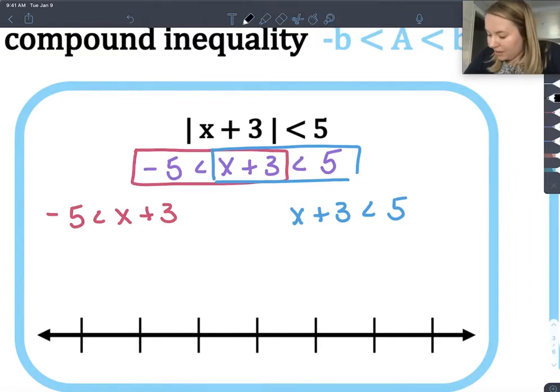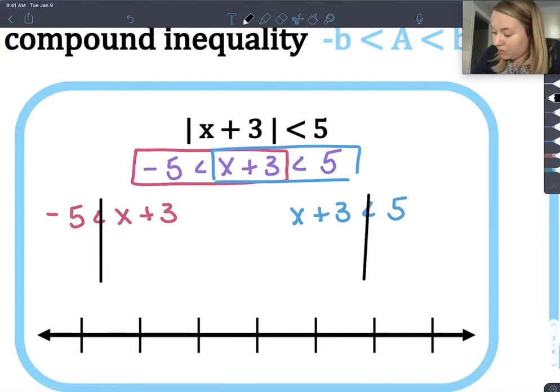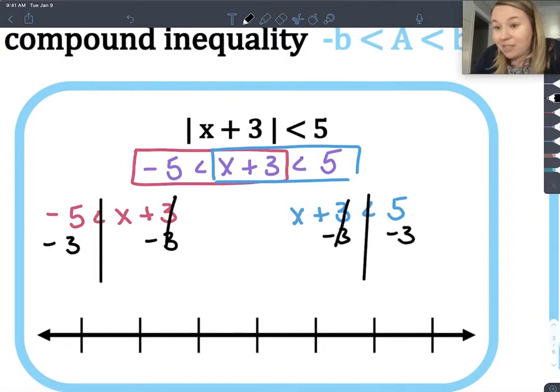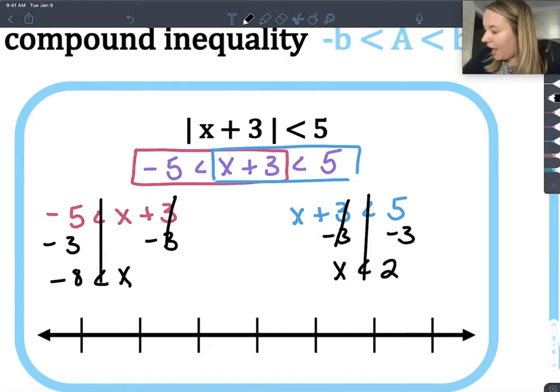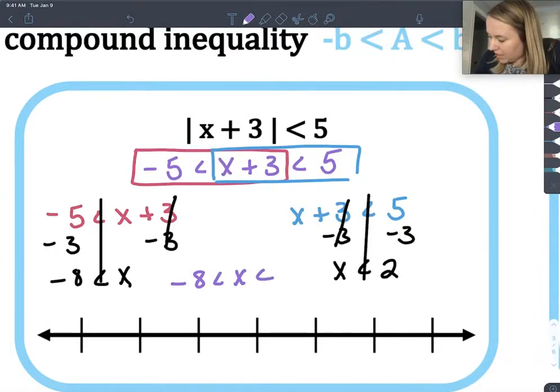I'm going to draw my line down my inequality. And in this case, the steps to solving are exactly the same. I'm going to subtract 3 on both sides. The 3's will cancel out. And then I get negative 8 is less than x. And I also get that x is less than 2. I can bring those back together and write them as a compound inequality of negative 8 is less than x, which is less than positive 2.